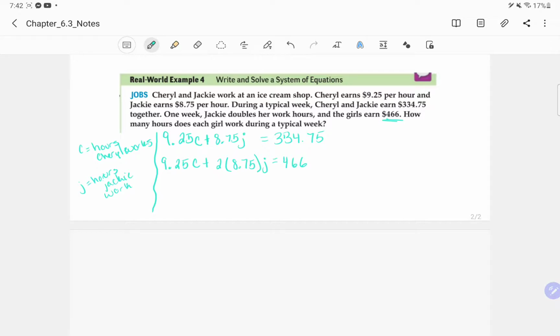You're going to multiply those together. So 2 times 8.75. Okay, and then the second equation will become $9.25 for Cheryl plus $17.50 for Jackie. And it's going to equal 466. Okay, and those are the two that you need to figure out. How am I going to make them cancel? Okay, so go ahead and pause me, come back in to check it out, see what I did.